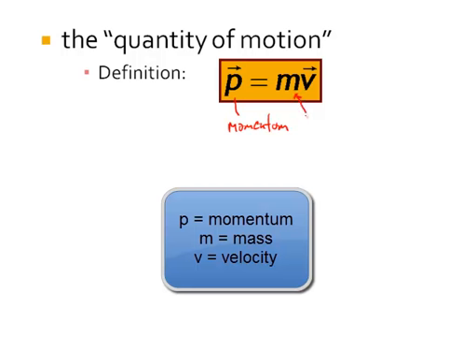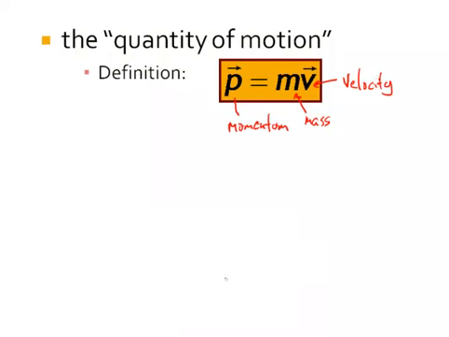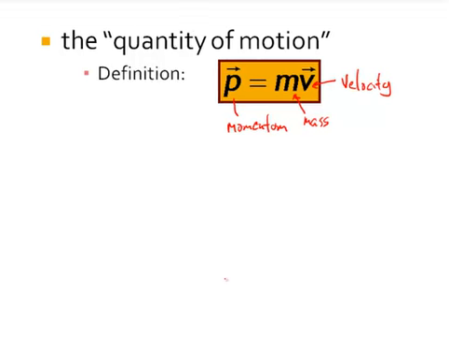So you recognize M here as mass, that's things measured in kilograms, and velocity, that's things usually measured in meters per second. Notice the arrows above the P and above the V. That indicates that momentum and velocity are both vectors, which means the direction is important.